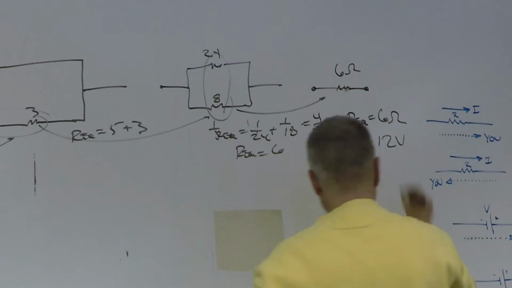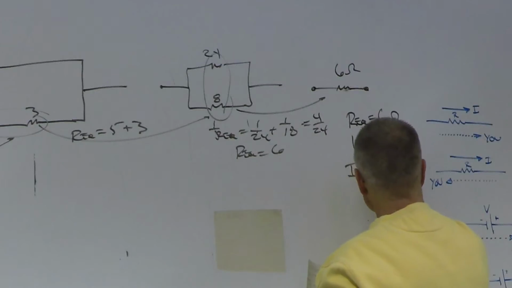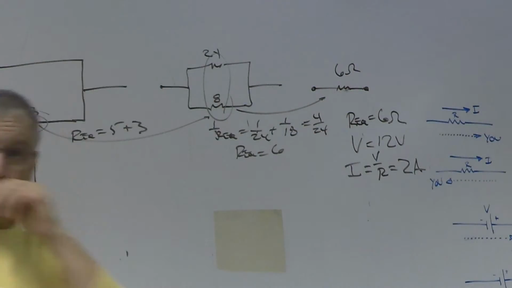I can figure out then the total current going through my whole circuit. That's just V over R from Ohm's law. And that tells me that there's 2 amps going through that whole circuit. In other words, if I go back here, what's this battery spitting out here? I've got 2 amps of current coming into all this stuff that it's going to hit.